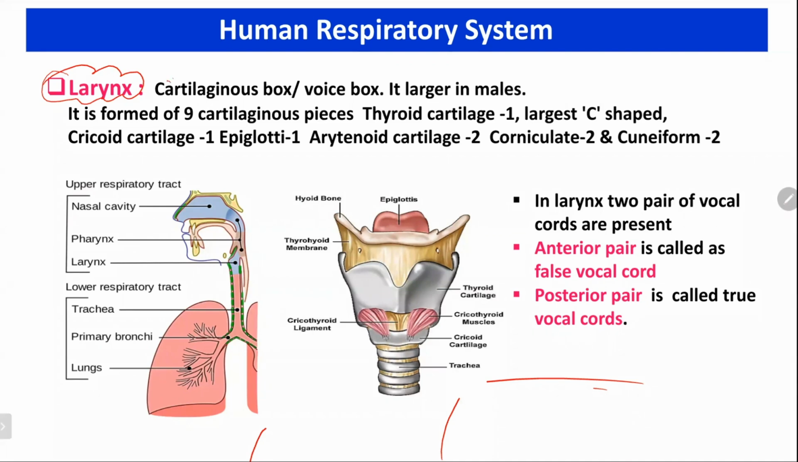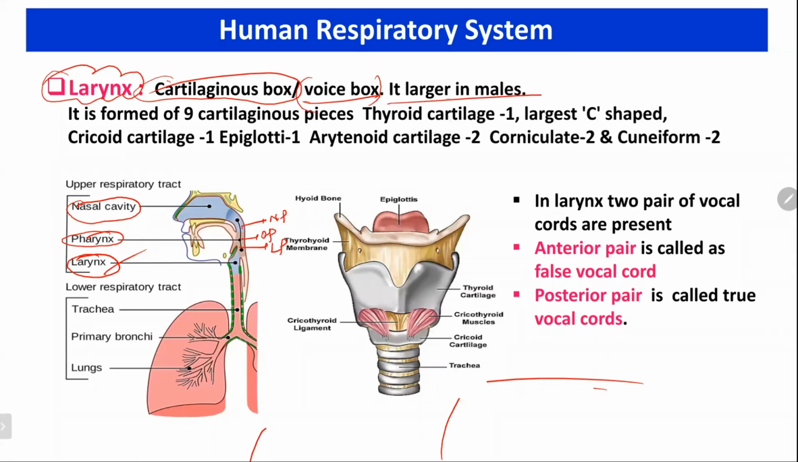Larynx is a cartilaginous box. Sir, where is larynx? If you ask me, here you can see the entire respiratory system. You can see nasal cavity. Nasal cavity is nothing but nasal chamber. So this is pharynx. Pharynx is divisible into three parts. I told you, nasopharynx, oropharynx, and laryngopharynx. You can say this is oropharynx. This is nasopharynx. This is laryngopharynx. It is very simple. And here this is larynx. Larynx is also called voice box. It is a cartilaginous structure.